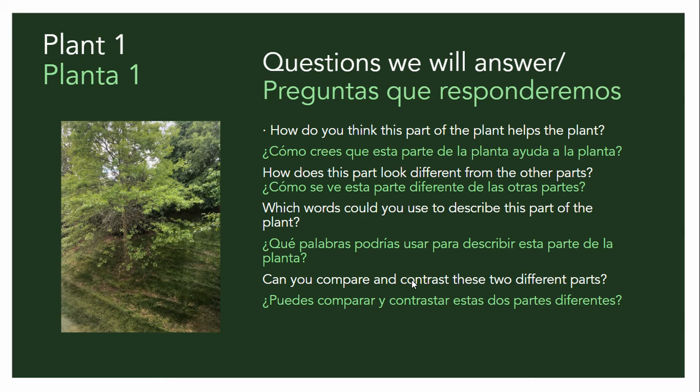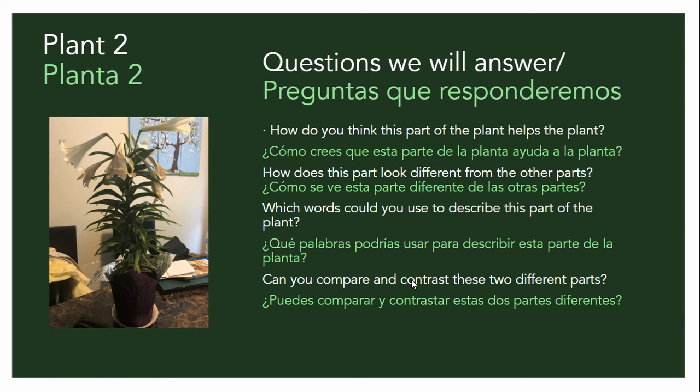We sure did. I want you to give it a try with plant number 2. So you can pause the video and give it a go. Answer these questions. How do you think this part of the plant helps the plant? Pick 2 parts and describe that. How does the part look different than other parts? So how does your 2 parts look different from each other?